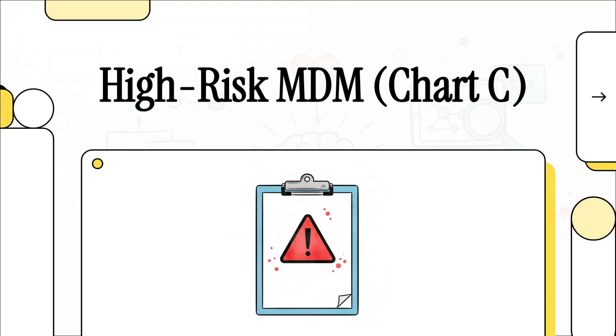Today we're doing something absolutely crucial. We're bulletproofing your documentation by decoding the single most scrutinized category in any outpatient audit. We are talking about high-risk medical decision-making, specifically looking at Chart C.